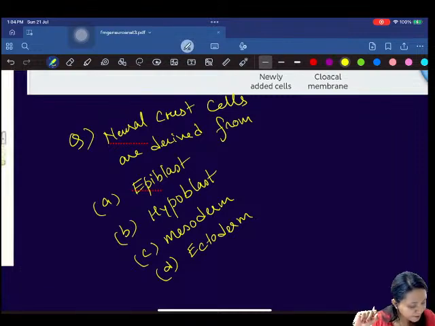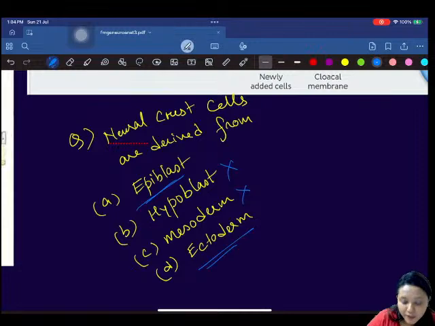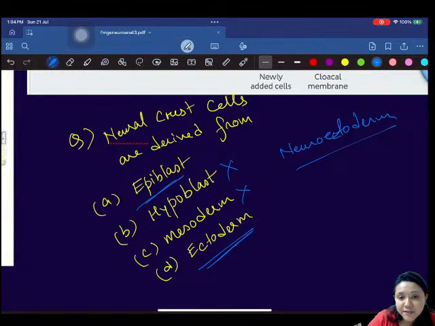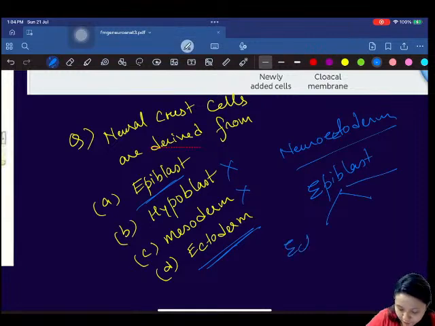You might get confused with two options. Yes, you are right, epiblast. Now see why I want to discuss this question: hypoblast and mesoderm are not the answer. You might get confused with epiblast and ectoderm. Now, you know that neural crest cells are derived from the neuroectoderm, but this ectoderm is ultimately originating from epiblast. You know that epiblast gives rise to all three layers, that is ecto, meso and endo. So the correct answer here will be the epiblast.